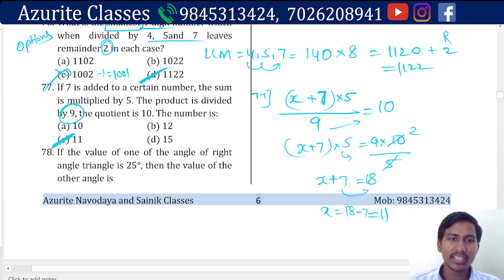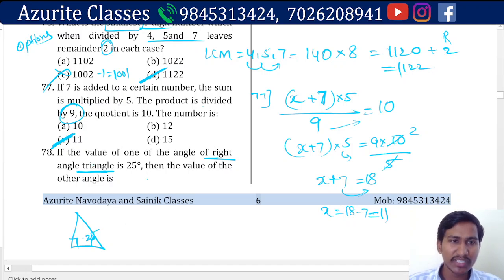The value of one of the angles of a right angle triangle is 25 degrees, then the value of the other angle is. Okay, so they are asking what is the value of the other angle of a right angle triangle. In a right angle triangle, one angle will be 90 degrees, the other angle is 25.